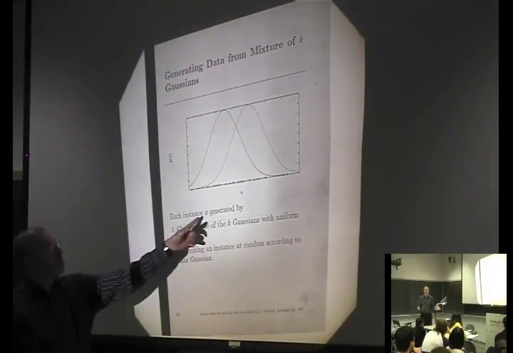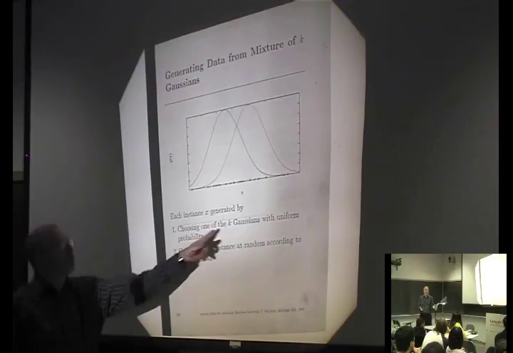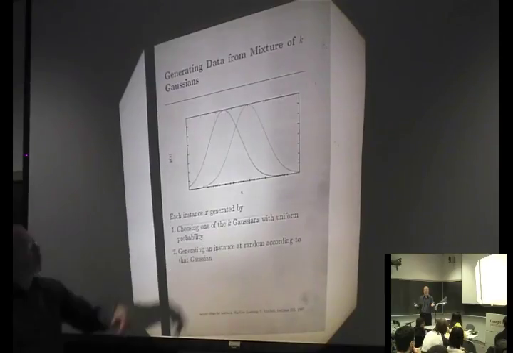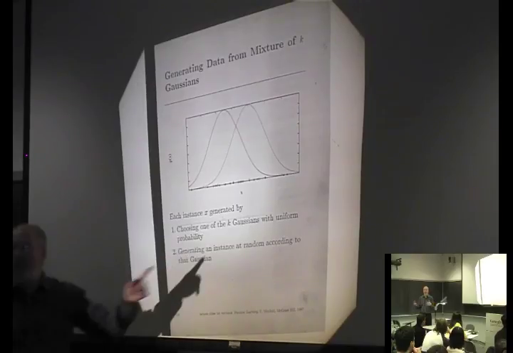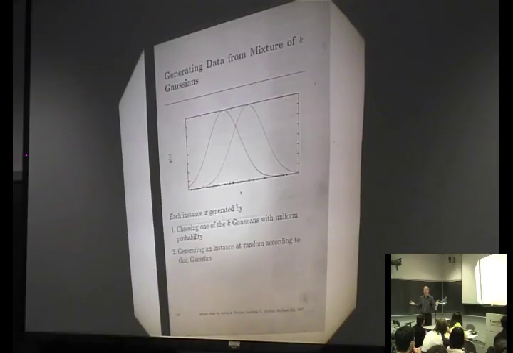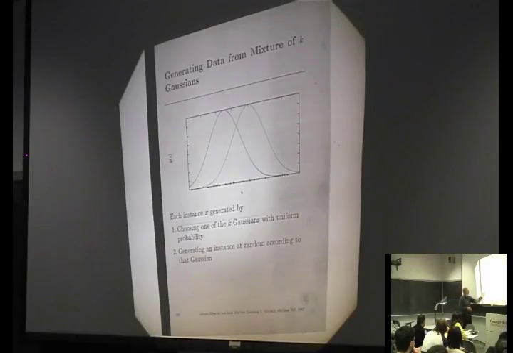So we just chose the simplest case where the prior was known and happened to be uniform, and the standard deviation was known. So we're only optimizing the means. But EM could be used when all of them are not known. And after you choose a Gaussian, you generate an instance according to that Gaussian. And here is the formula.